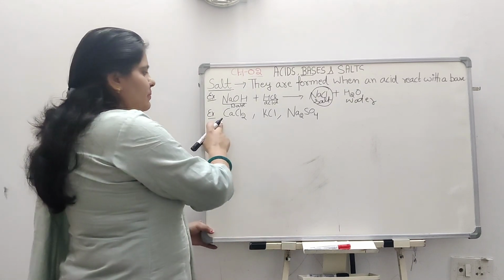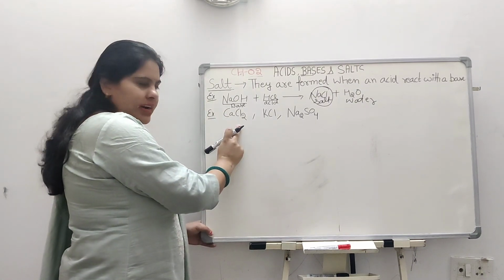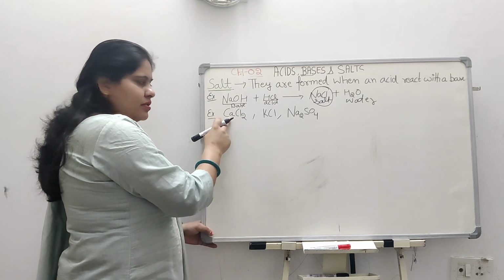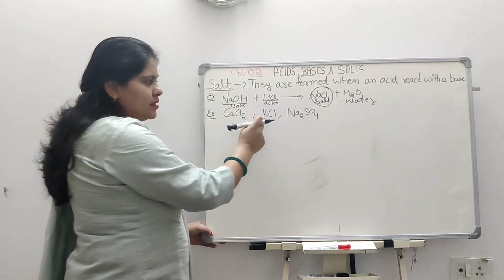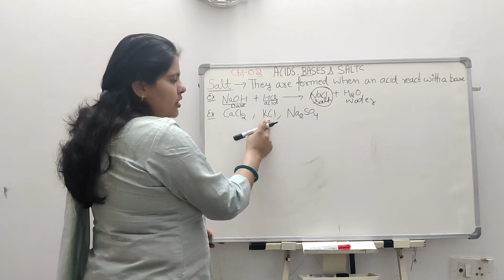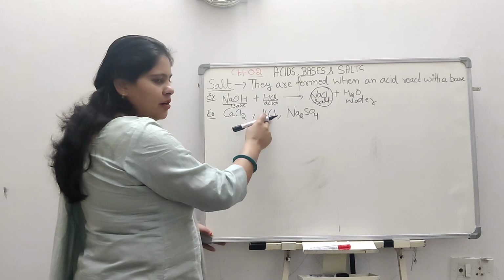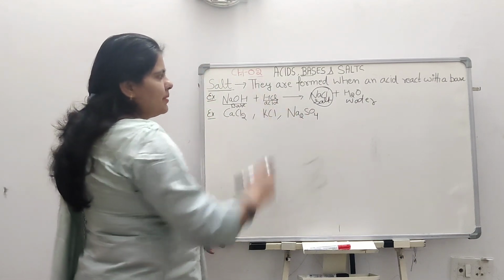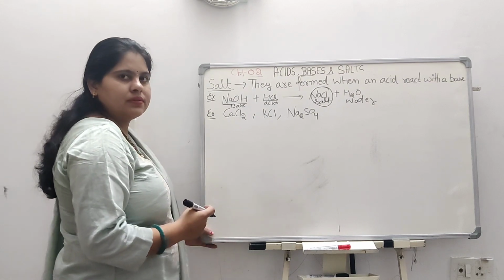There are some examples of salts like calcium chloride, CaCl2. It is formed when calcium hydroxide reacts with hydrochloric acid. KCl, potassium chloride, is formed when KOH, potassium hydroxide, reacts with hydrochloric acid. And sodium sulfate. All these are examples of salts.